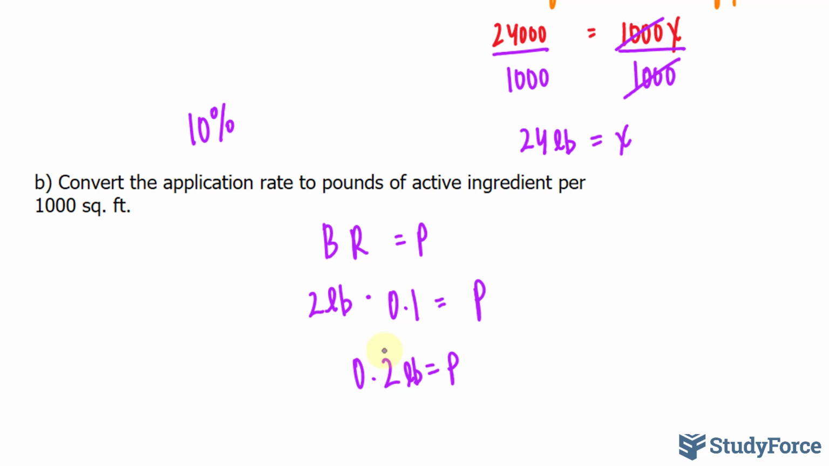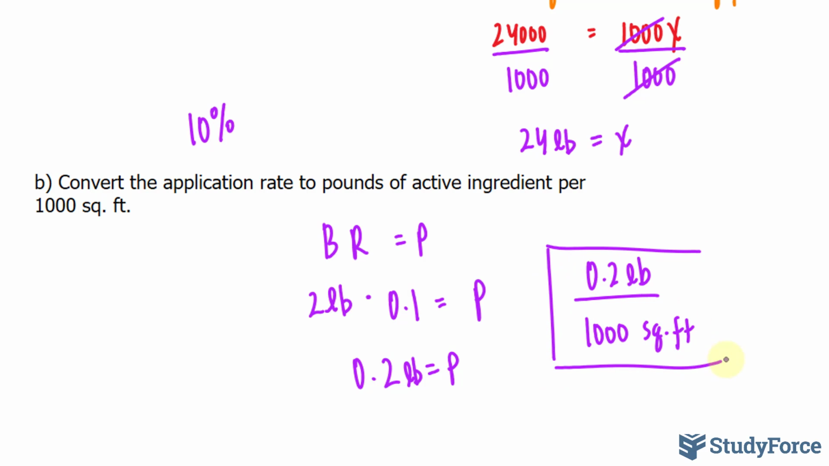And they want the application rate in active ingredient per 1,000 square feet. So what we'll do is we'll take 0.2 pounds per 1,000 square feet. And just to be extra clear, that is 0.2 pounds of active ingredient per 1,000 square foot of land.